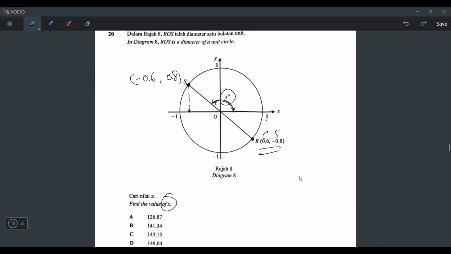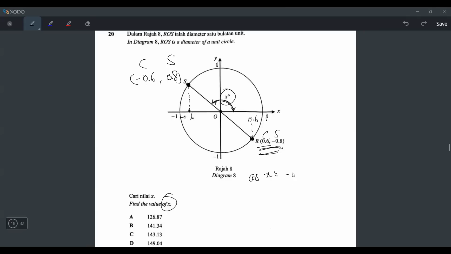So remember, if I give you a coordinate like this, 0.6, -0.8, and I draw a diameter and pass through the center, and reach the other side, the coordinate will be the same. It's just the sign that might be different. So this is 0.6, but this is -0.6. And this one is -0.8, but this one is positive 0.8. Okay. Now I know I can write CS already. So now I know cos theta or cos x.